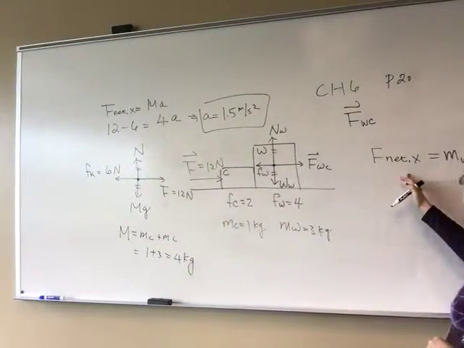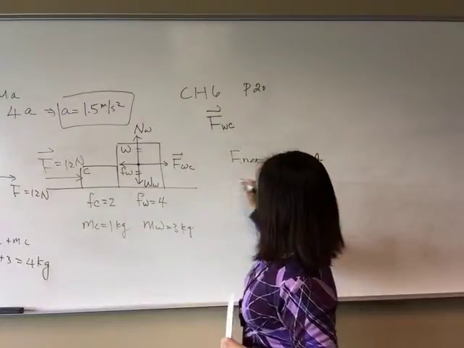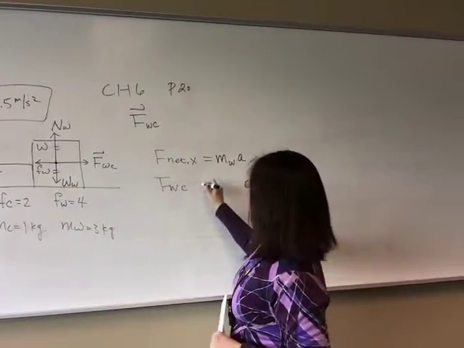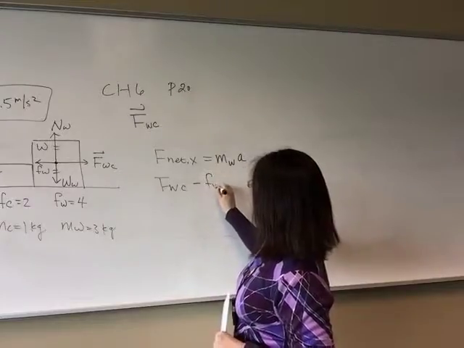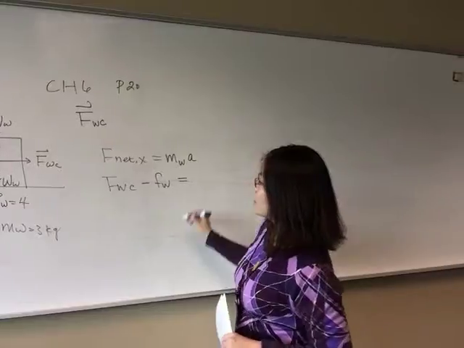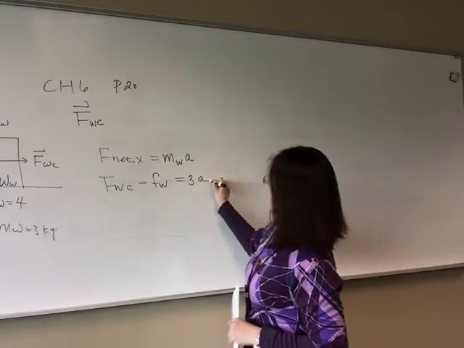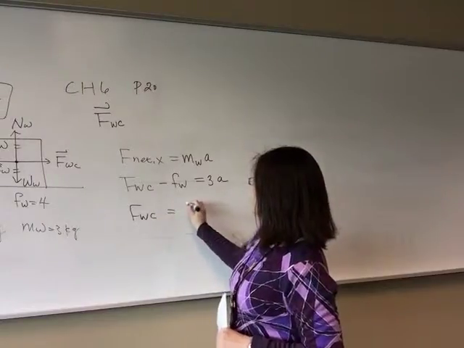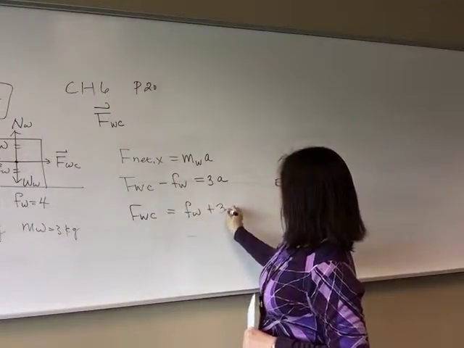So in this case, the net force horizontally is the force by the material minus the frictional force experienced by the weighted box, and that's equal to the mass of the weighted box, which is 3, times the acceleration. So now your FWC, which you're asked to find, is equal to FW plus 3 times A.